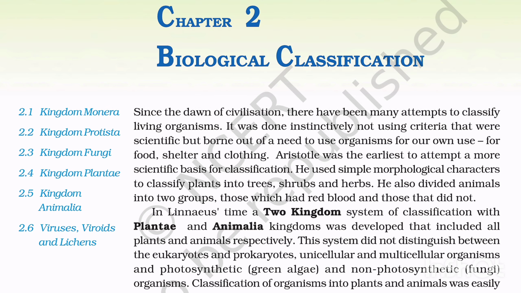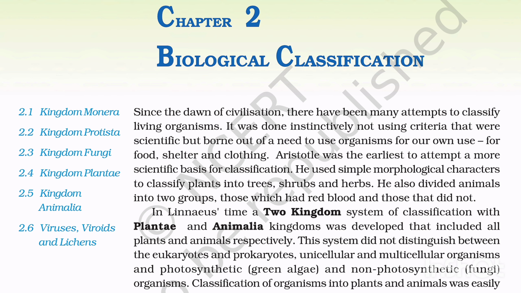Chapter 2, Biological Classification. 2.1 Kingdom Monera, 2.2 Kingdom Protista, 2.3 Kingdom Fungi, 2.4 Kingdom Plantae, 2.5 Kingdom Animalia, 2.6 Viruses, Viroids, and Lichens.